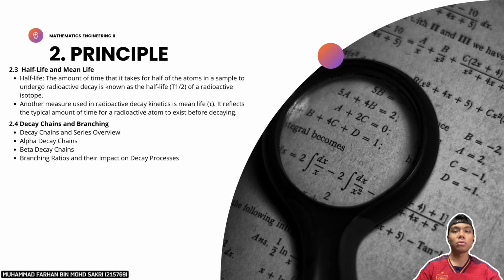Next, 2.4, decay chains and branching. We will have a decay chains and series overview, alpha decay chains, beta decay chains, and branching ratios and their impact on the decay process. Next, I will pass to the next person.